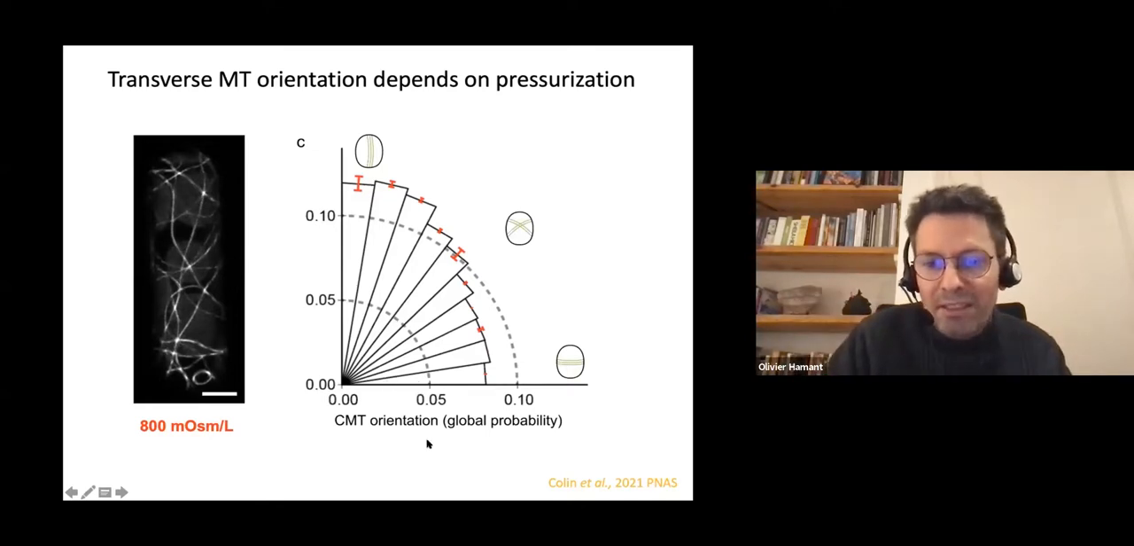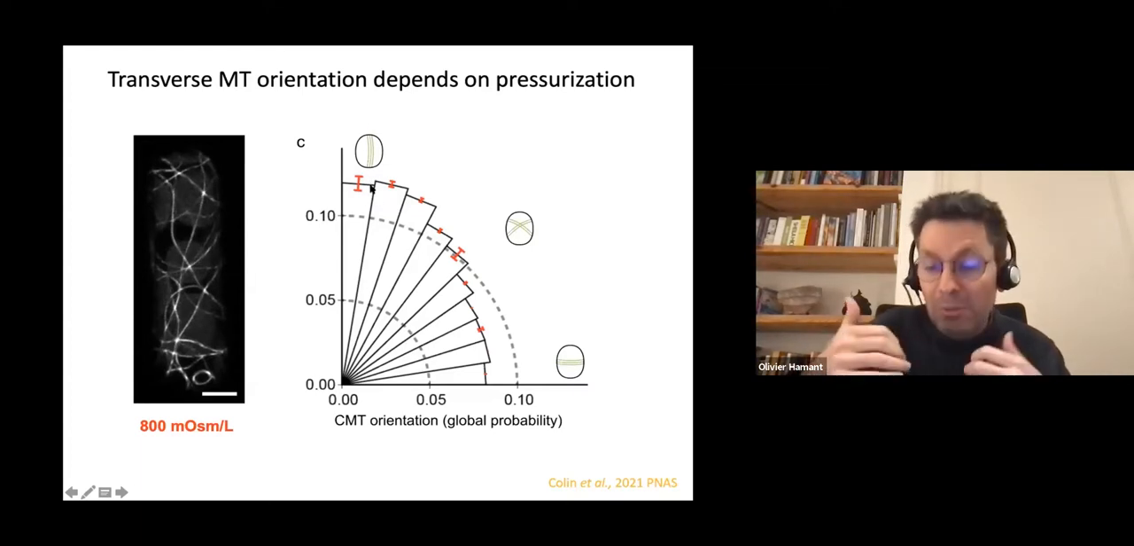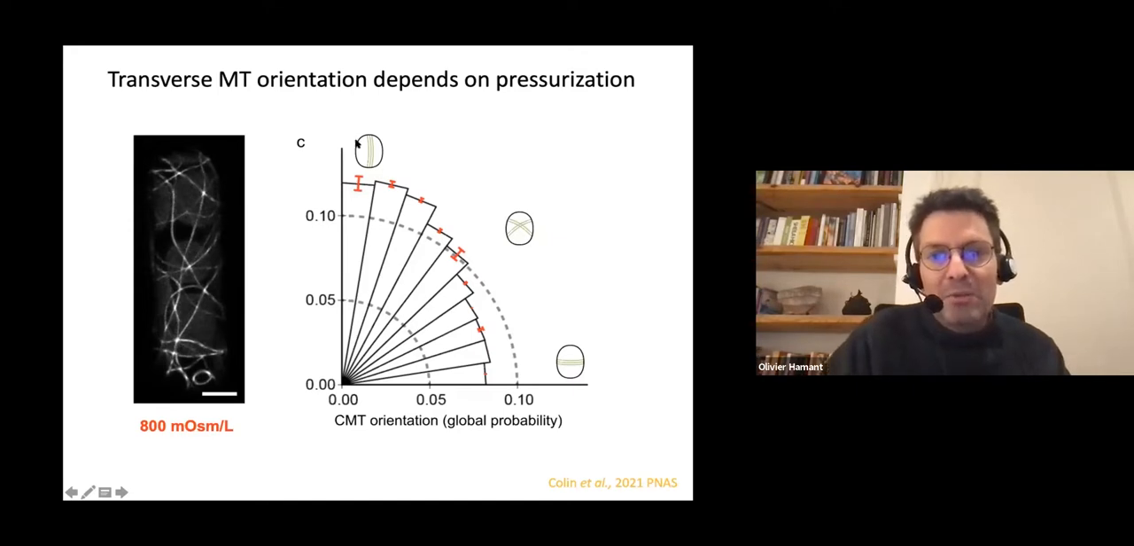And so what we see is that when we deflate the protoplast, we switch the microtubules back to the longitudinal orientation, which we think is the default orientation. So the microtubules go back to their longitudinal orientation when we deflate the protoplast. They would be only governed by the geometry of the cell, but not by the tension at the surface.